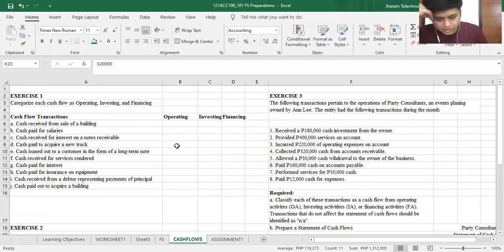Nabuksan nyo na yung libro ninyo. Okay. Yung libro yung papagamit ko kasi para pwede kayong mag-highlight tapos mag-underline.